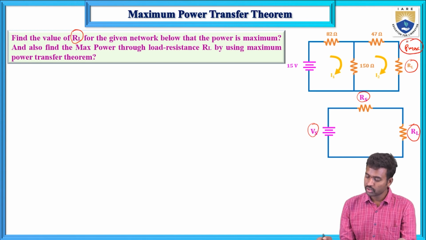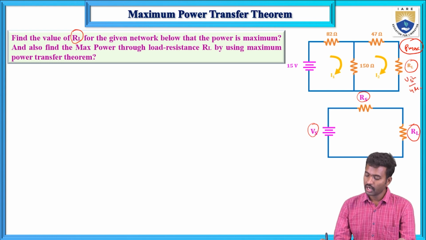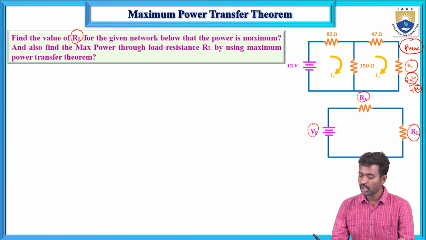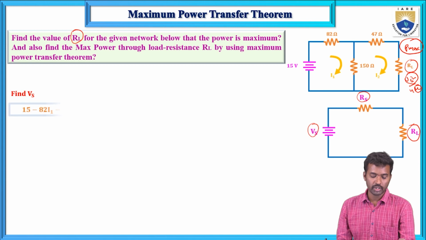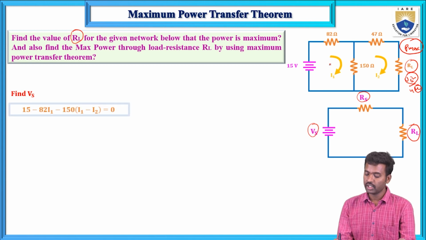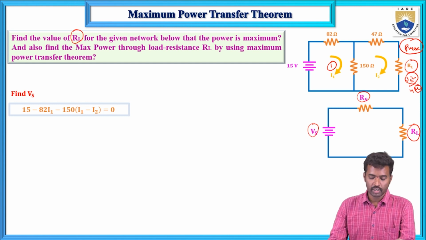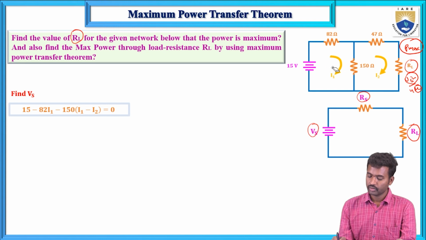For maximum power we need the formula: maximum power equals VS square by 4RL. So if you first calculate RL and VS, then you can determine the maximum power. First I am determining the VS value. To determine VS, apply KVL, that is, mesh analysis for this circuit. So first VS can be calculated.